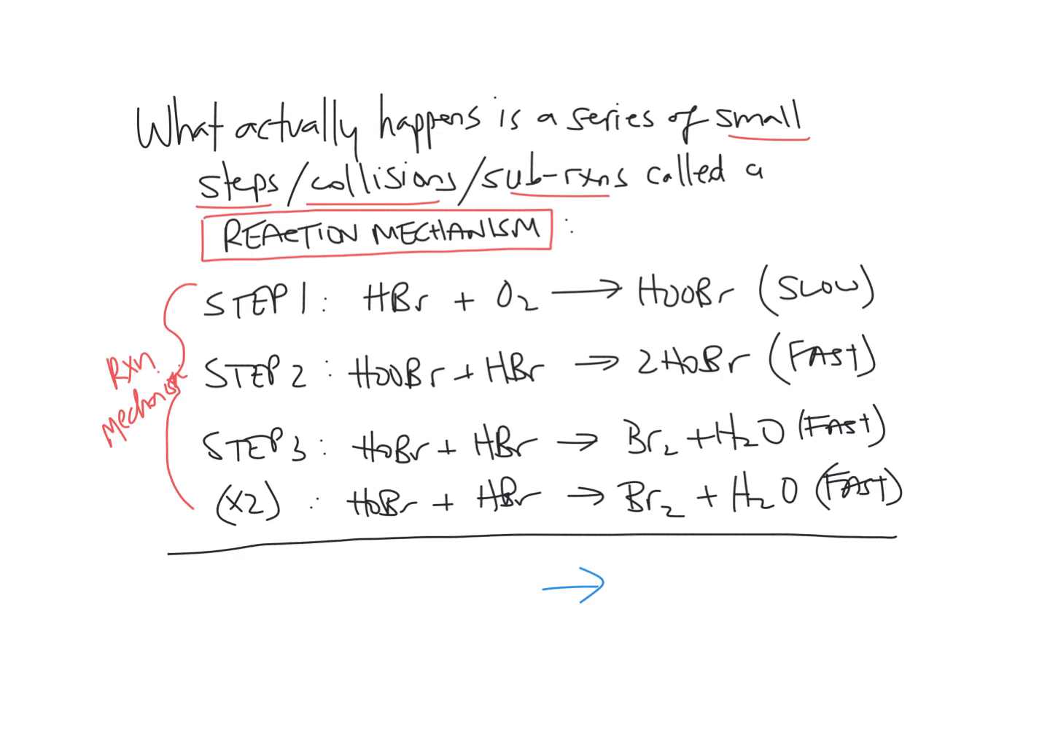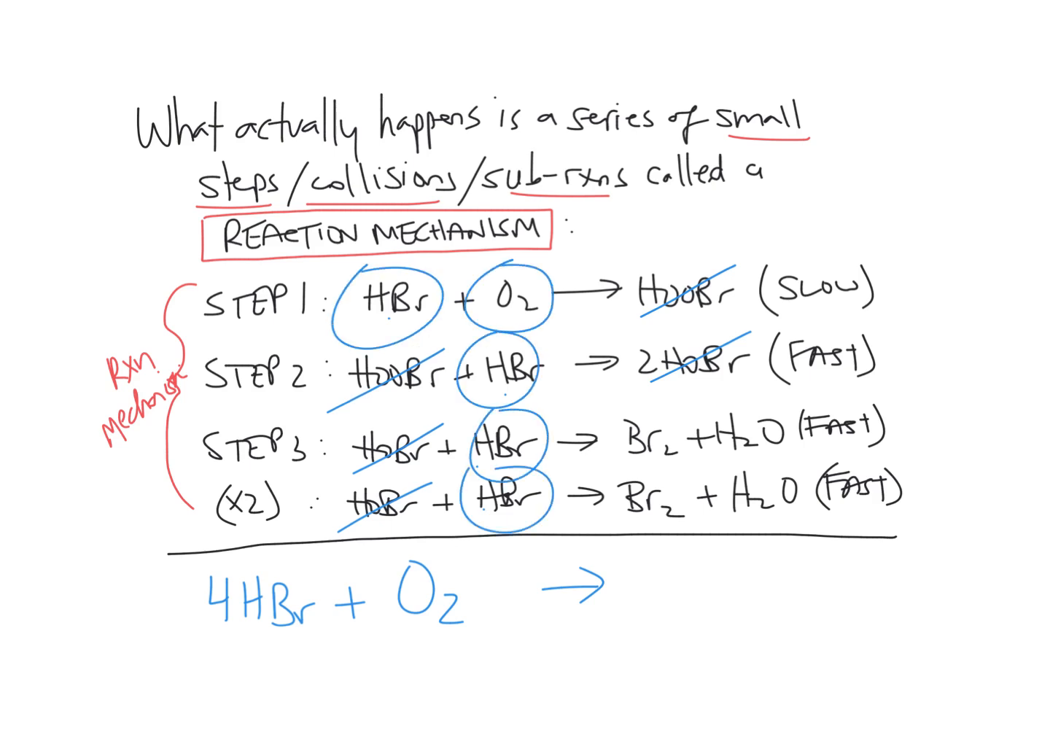So let's have a look at what we've got. We've got one of these HOOBr species there, and we've got one there, so let's cancel it. We have 2 of these HOBr there, and we have 2 of them there, so let's cancel them. Everything else looks like it is where it belongs. So we have 1, 2, 3, 4 of the HBr, and we have 1 oxygen there. And again, there's the oxygen. Here's the HBr. Okay, and then on the right-hand side, we've got 2 of the bromines, Br2, and we have 2 of the waters, H2O.